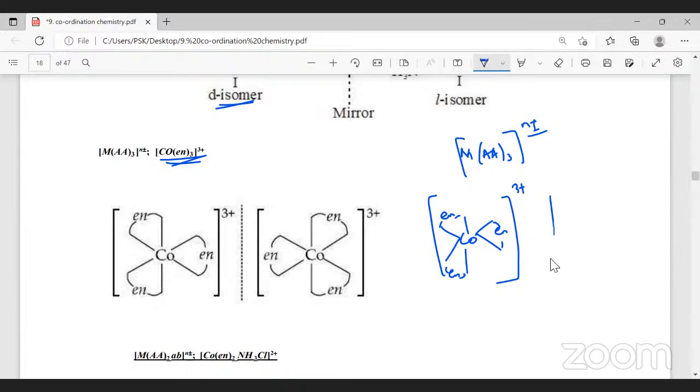Now, if you place this in the mirror, what will happen? You will get cobalt with an en here, close by, and you will get this en on the right side, and this en on the right side. These two en are almost on the left side of the cobalt, and in the mirror image they are on the right side. Are you following, students? Yes, sir. It is written here clearly. They are not.